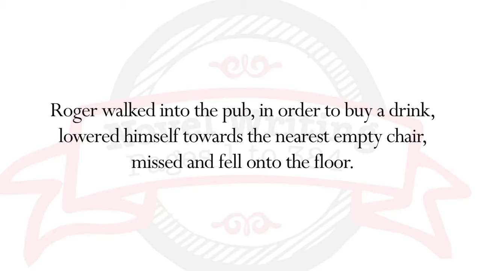Roger walked into the pub in order to buy a drink, lowered himself towards the nearest empty chair, missed and fell onto the floor. This tells us who the man is, what room he's walked into, and for what purpose, and the man's actions that cause him to fall on the floor. But you also need to think about what each word reveals and whether or not it's necessary. So what job does each word do?